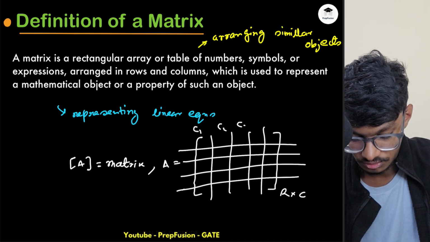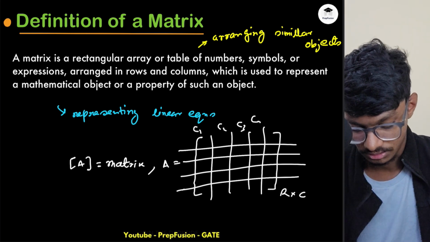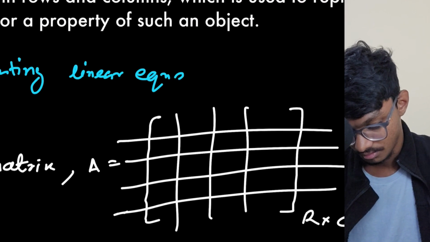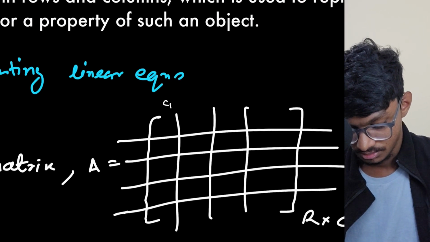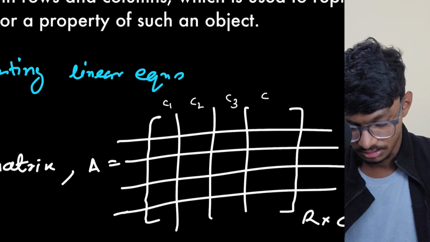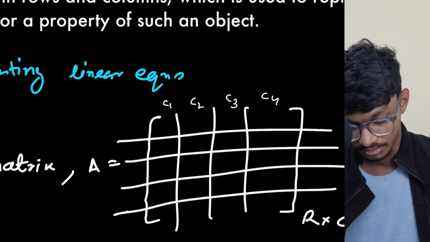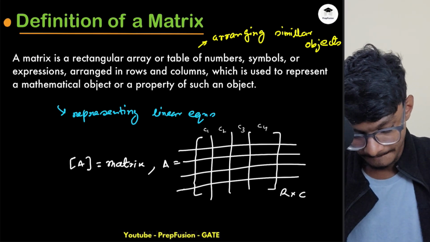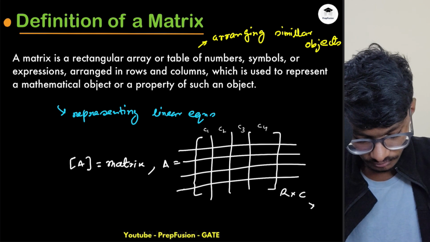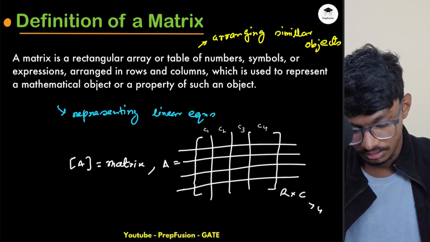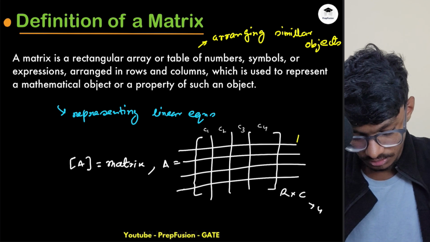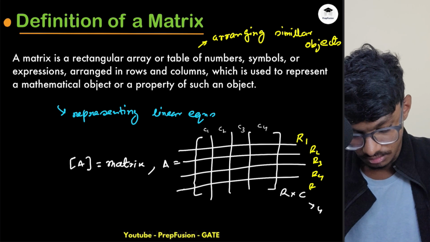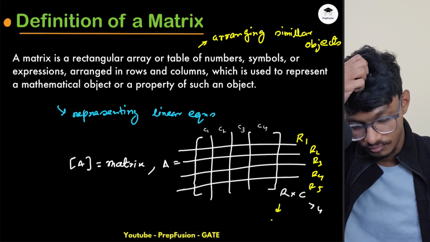So C1, C2, C3, C4. Okay, not 5, sorry, 4 columns, right? So we have 4 columns over here. So my column count is 4, and how many rows do I have? This is R1, R2, R3, R4, R5. So I have 5 rows.